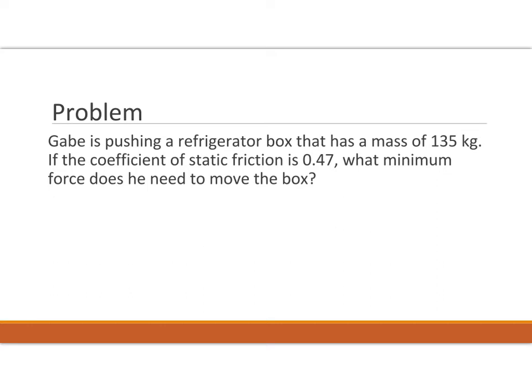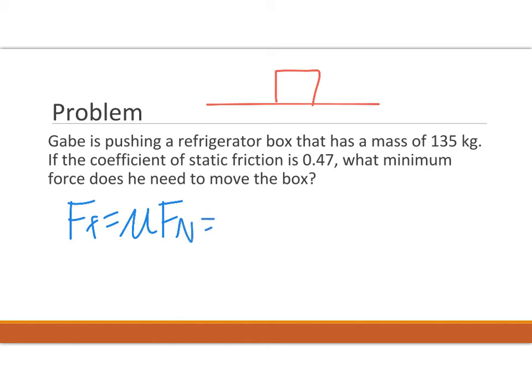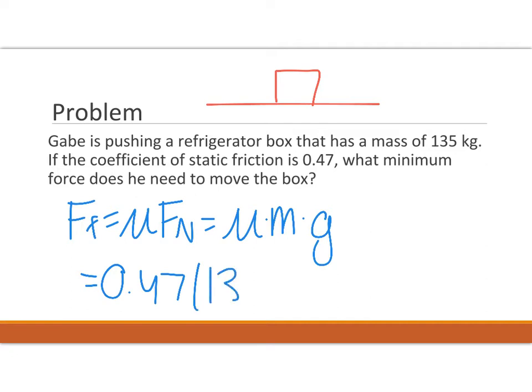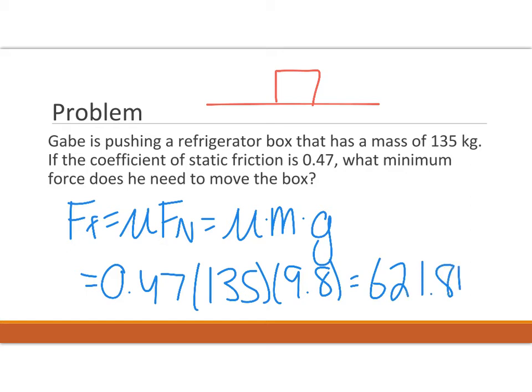Okay, so let's do a problem. Gabe is pushing a refrigerator box that has a mass of 135 kilograms. If the coefficient of static friction is 0.47, what is the minimum force he needs to move the box? So we have force of friction equals mu times force normal, and force normal is equal to mass times gravity. So I can do 0.47 for my mu, 135 for my mass, and 9.8 for my gravity. So I'm going to get a minimum force to get this started of 621.81 newtons.